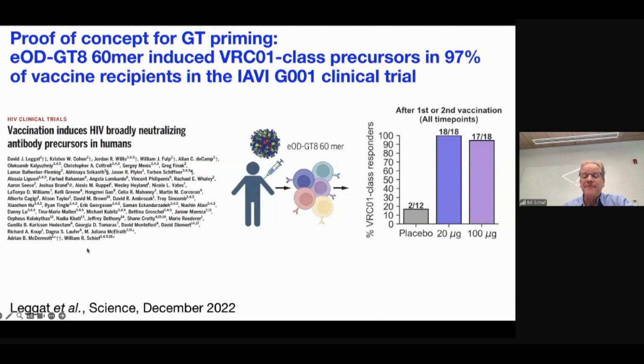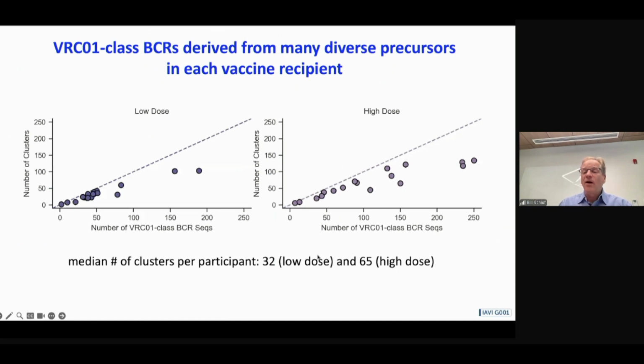This immunogen, EOD-GT8 60mer, induced VRC01 class precursors in 97% of vaccine recipients in this clinical trial. I'm not going to go through all of it, I'm going to tell a little bit of the story of this paper. This is just showing the frequency of participants that produced a VRC01 class response, low dose and high dose, compared to placebo. But I wanted to go through two pieces of data that I think illustrate why the vaccine worked.